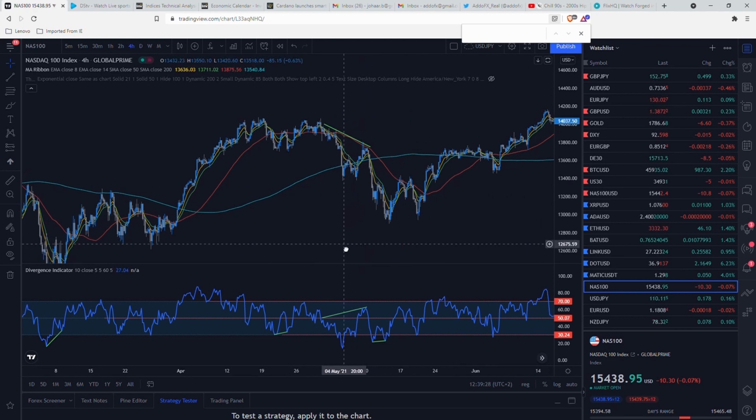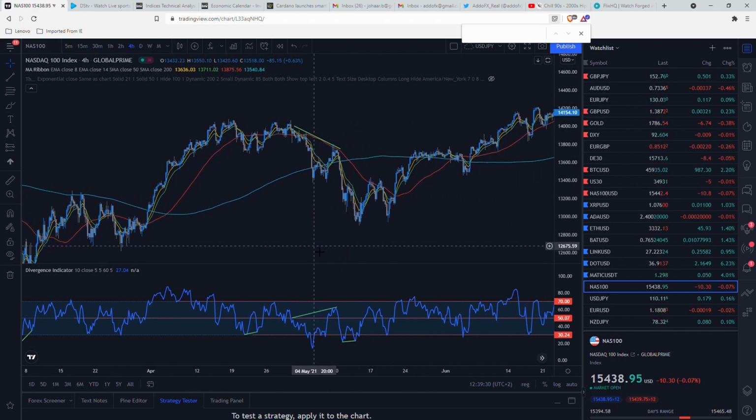So the final one I want to show you guys is hidden bearish divergence. Now this is a little bit more difficult to spot, in my personal opinion. Very useful one though, don't get me wrong. But it's important that you guys understand all of them, right?